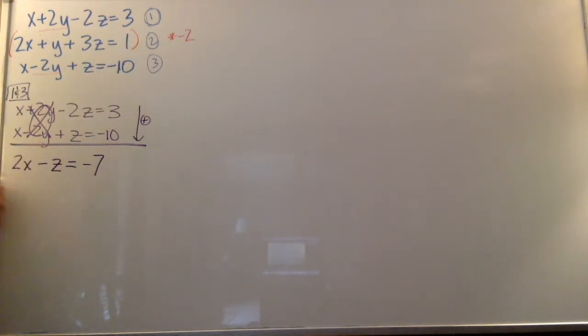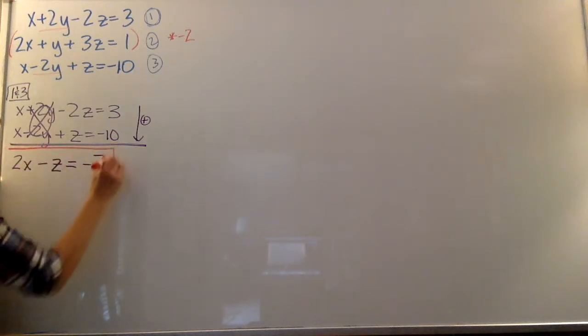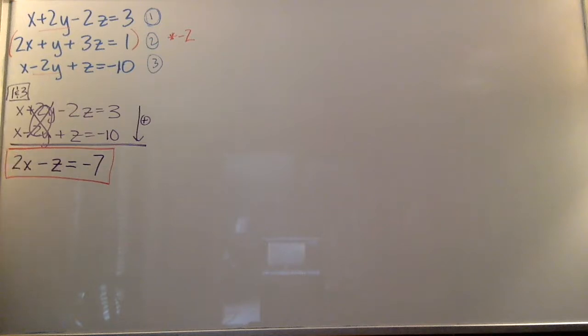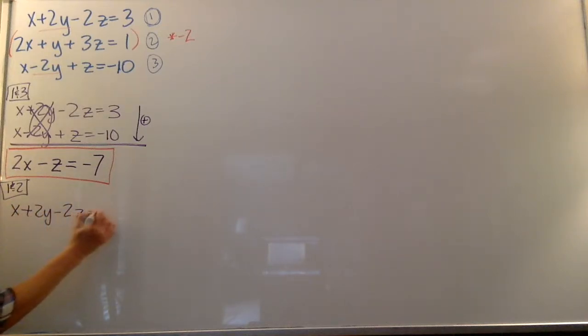That's pretty important. So I'm going to continue my work for this one right below, and I'm going to highlight. I had a student yesterday with a highlighter that I love, so that's my highlighted two variable equation here. So I'm going to use 1 and 2 next. So I'm going to rewrite equation 1, which is x plus 2y minus 2z equals 3.